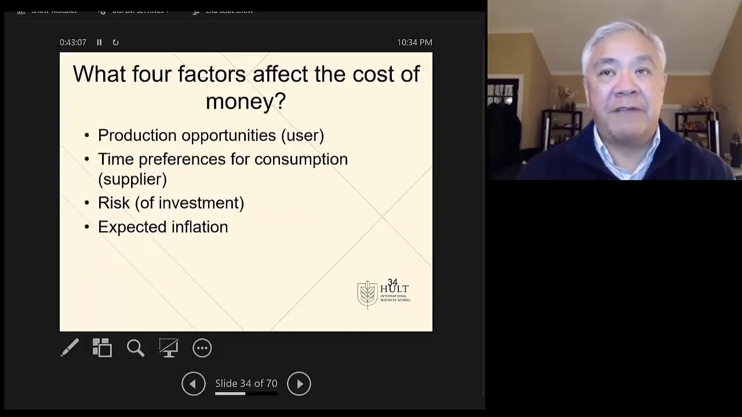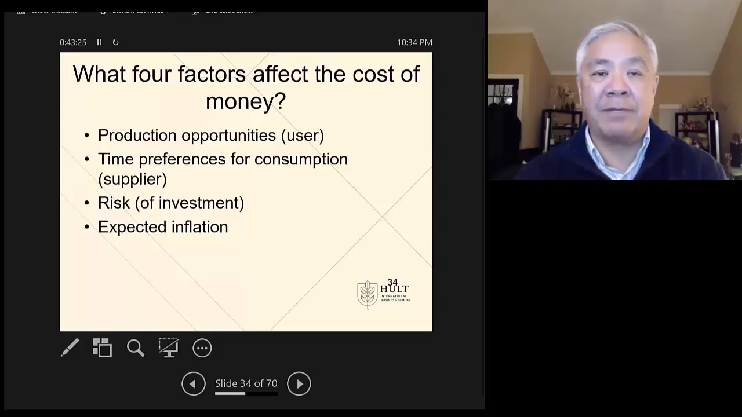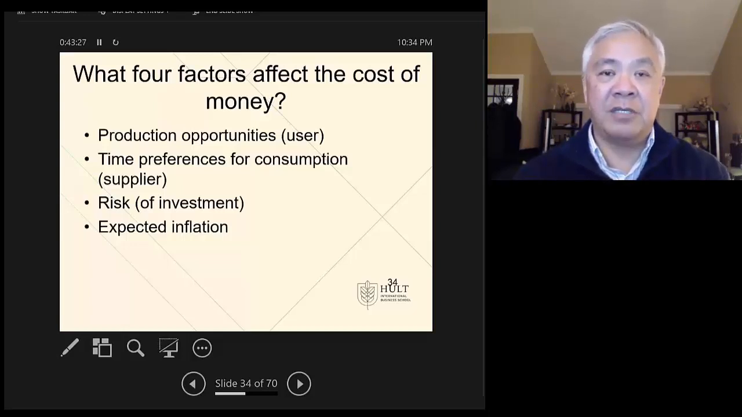So what are the 4 factors that affect the cost of money? There's what are the opportunities that exist for you or to you? What is the time preference for consumption? Do you need it now? Do you want it next year, etc.? And the risk of the investment. Again, the higher the risk, the more return that will be demanded by the provider of capital. And what's the inflation rate?